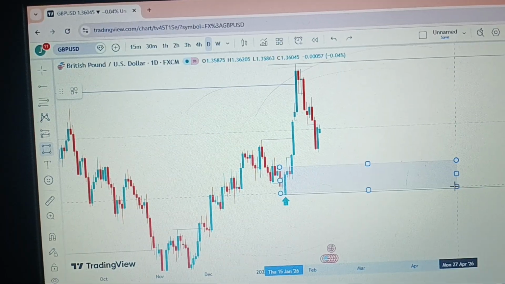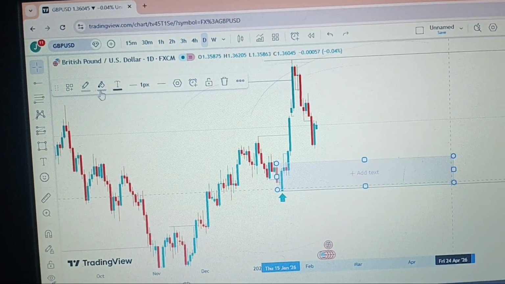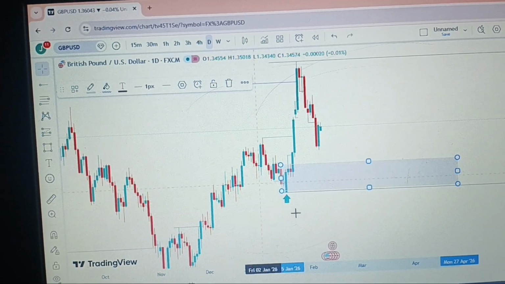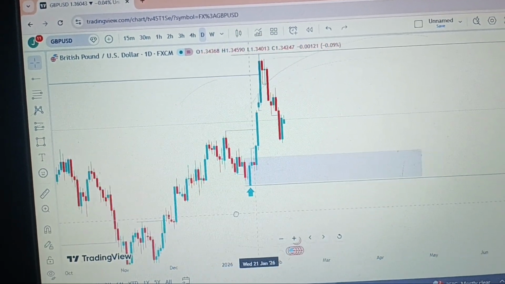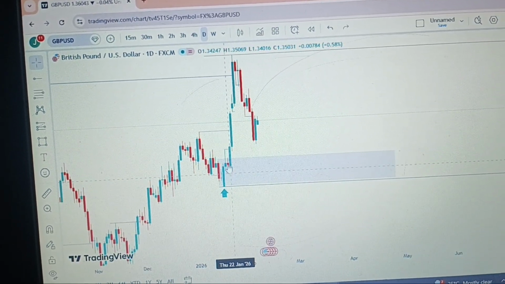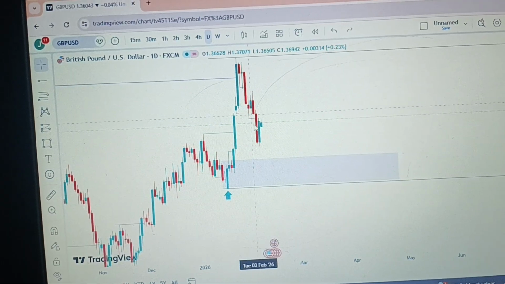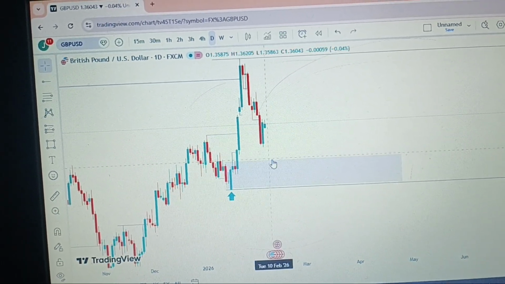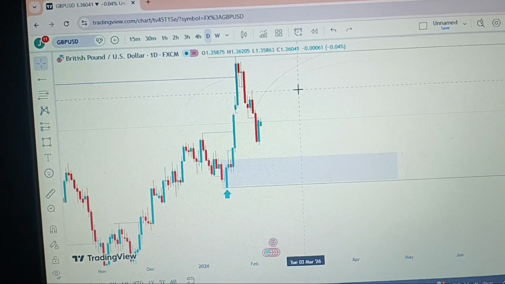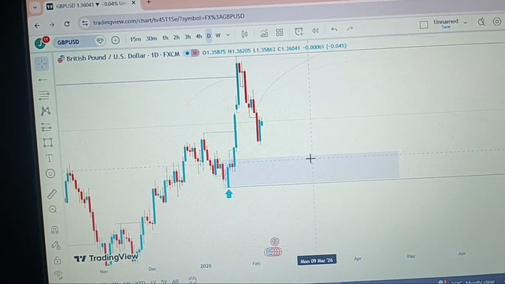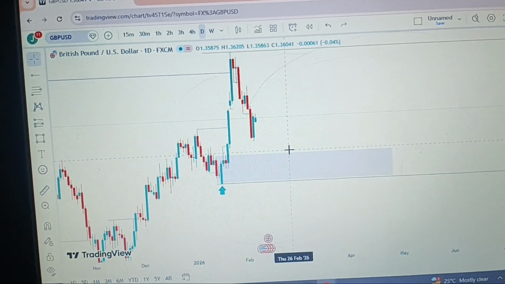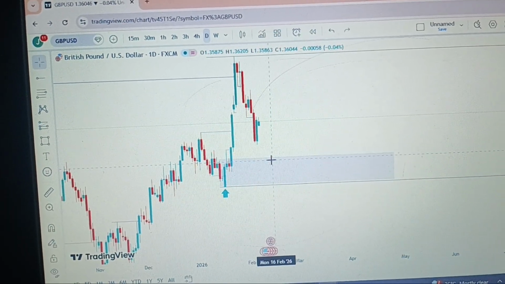So I can map out this origin as my level of demand. This is where I'm expecting this market to push to. I expect this market to push down to this level and reverse from here. So this is where I should be looking to take my trade. But after this, I'm not going to place my trade on the daily time frame.